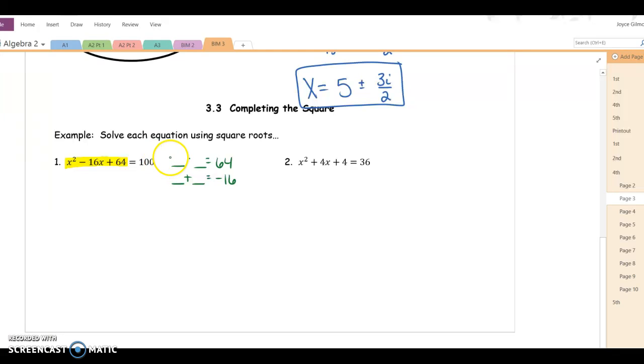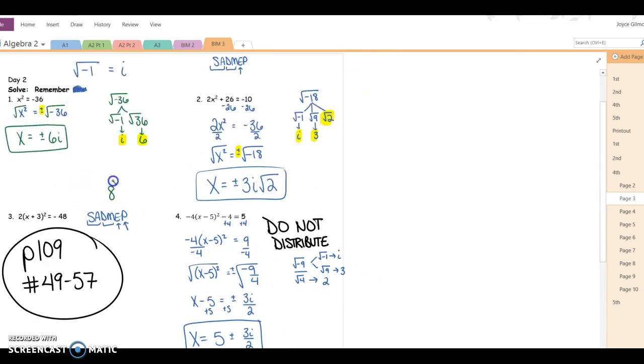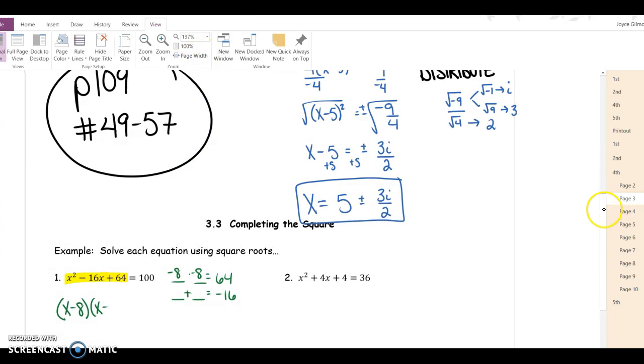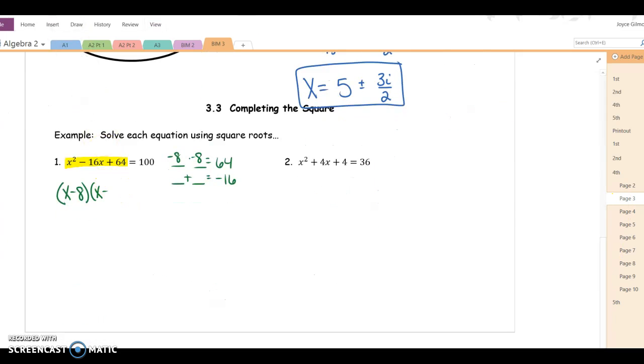If we factor the left side, the numbers are -8 and -8. So we have x minus 8 times x minus 8 equals 100. My computer loves to screw with me for some reason. And because x minus 8 and x minus 8 are identical, we would put x minus 8 squared equals 100. Now we can solve this equation using square roots. We would take the square root of each side.